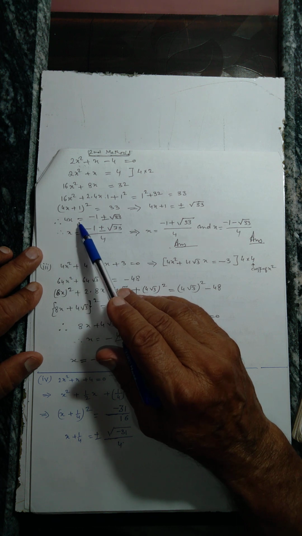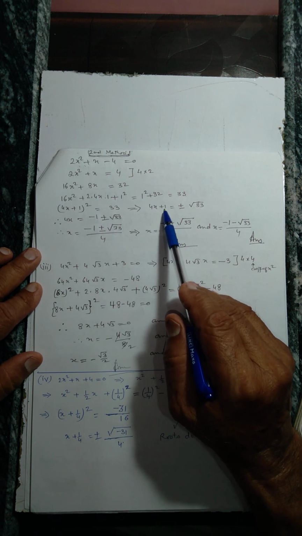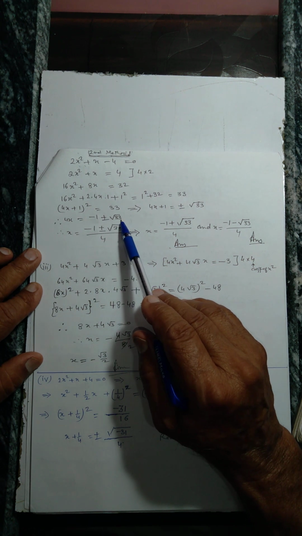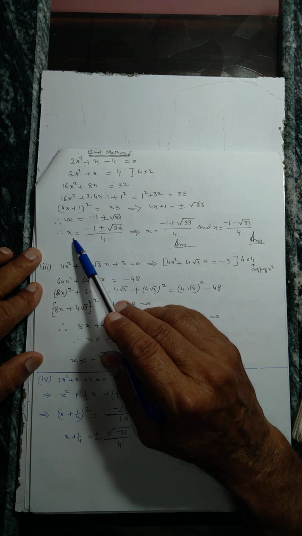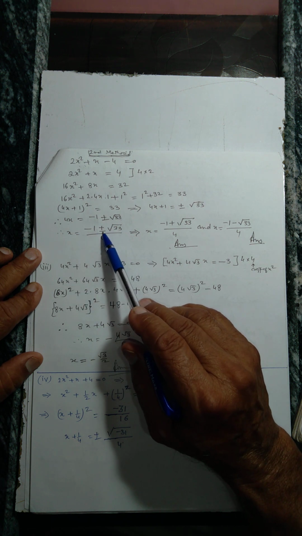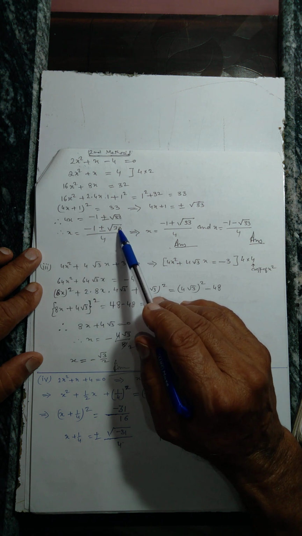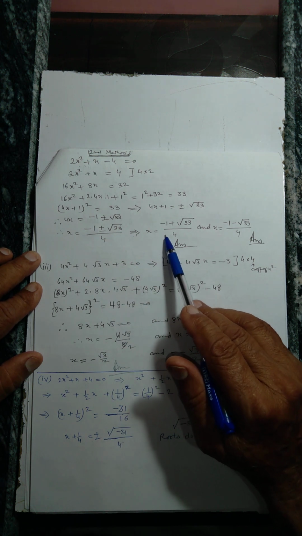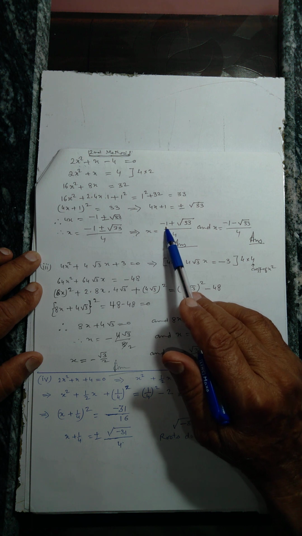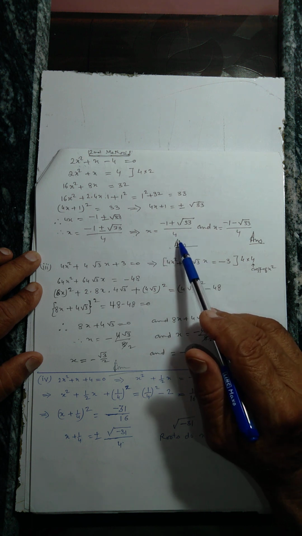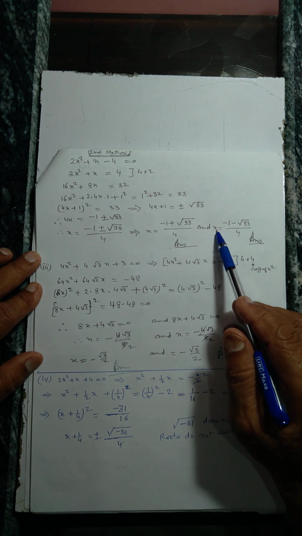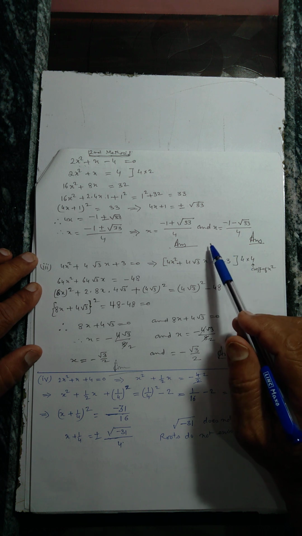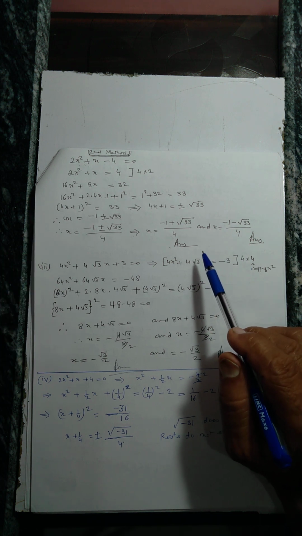4x will be equal to, transposing this plus 1 to the right hand side, it will become minus. So minus 1 plus or minus root 33. So x will be equal to minus 1 plus or minus root 33 upon 4. This gives you x equal to minus 1 plus root 33 upon 4, and x equal to minus 1 minus root 33 upon 4. This will be the answer of the second method.